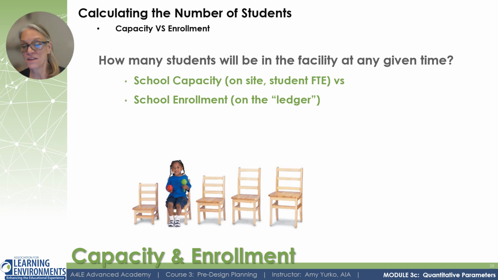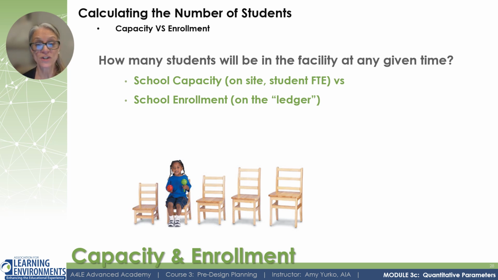Or looking at it another way, if two students are both enrolled in half-day programs, say one in the morning, one in the afternoon, then they count as one FTE for the purposes of capacity on site at any given time, but they count as two students in the ledger, two names. Thus, capacity in this example totals fewer students than does enrollment.